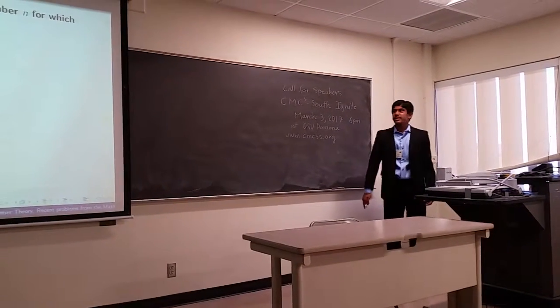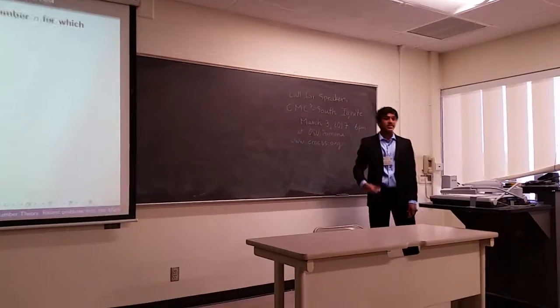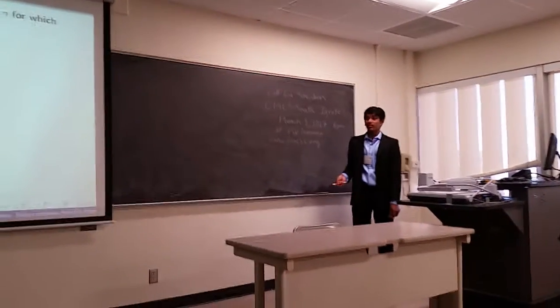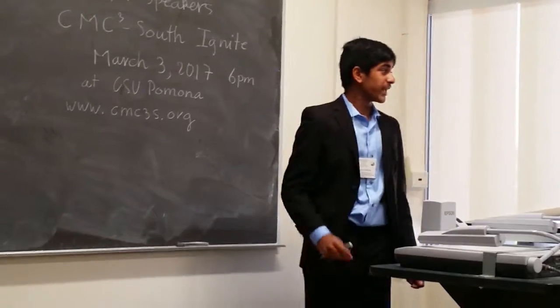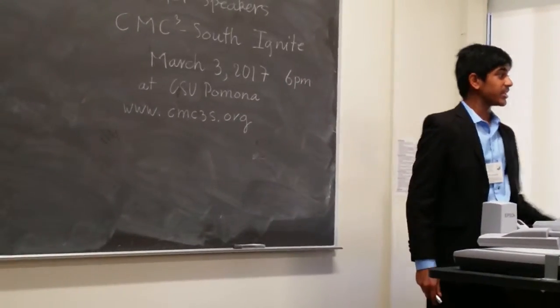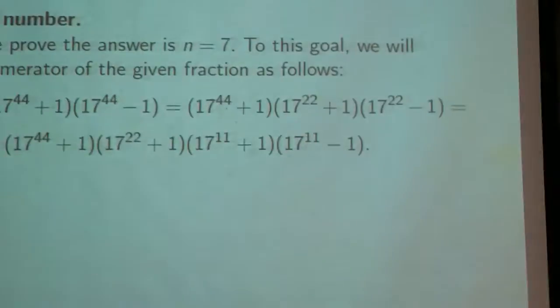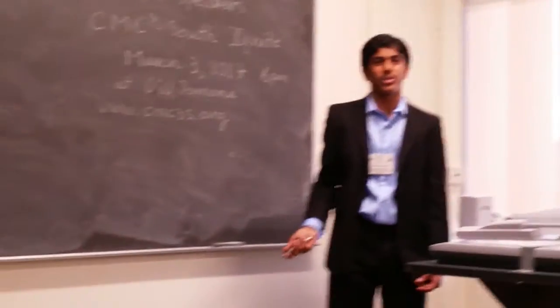Alright, now in this problem, we need to find the maximum value of n for which the number 17 to the 88 minus 1 over 2 to the n is a natural number. Of course, no one would want to compute 17 to the 88 and subtract 1 to figure out the result. So what I did was break this down into separate factors using the difference of two squares. I got 17 to the 44th plus 1, 17 to the 22nd plus 1, 17 to the 11th plus 1, and 17 to the 11th minus 1.